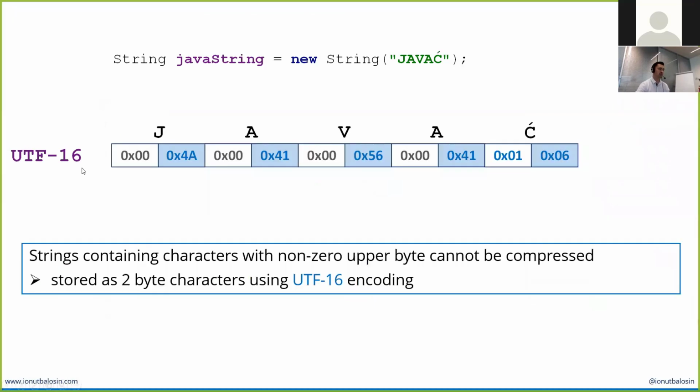In comparison with a string that has a UTF-16 specific character, which is this Java-C, where the last C has an accent, the string couldn't fit in the Latin 1 encoding scheme because it has at least one character that doesn't fit. So in this case, it inflates and is stored in UTF-16, which implicitly means that each character of the initial string is backed by 2 bytes inside that byte array.